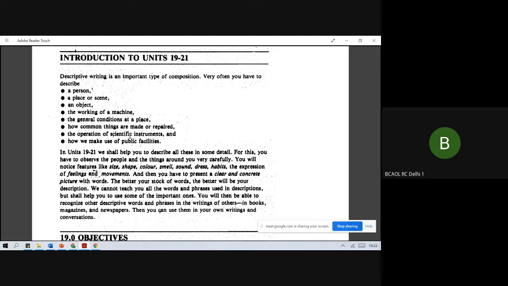an object, a machine, or a general condition, like the situation of any place, how common things are made or repaired, means how anything is made. Other topics are the operation of scientific instruments, how any scientific instrument is operated, the procedure, and how we make use of public facilities, like public buses, means of transportation, a public library. These are the common topics for descriptive composition.